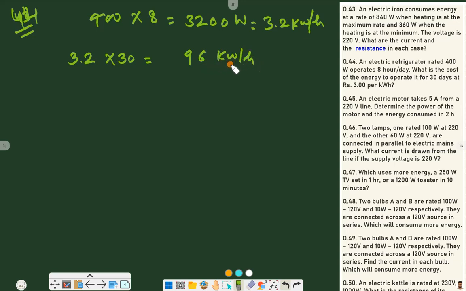Now we have to find the total cost at the rate of 3 rupees per kilowatt hour. So total cost will be 96 into 3, 270 plus 18. So it will be 288 rupees, the answer for 44. Moving to the last question for today, question number 45.